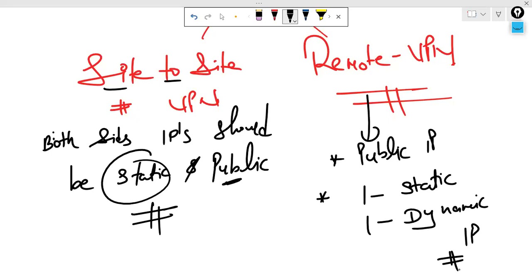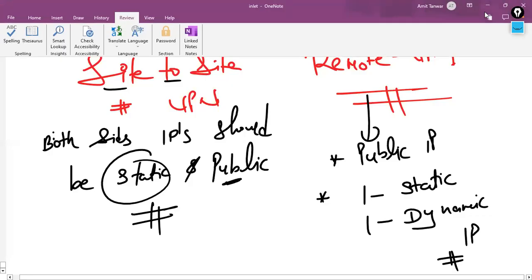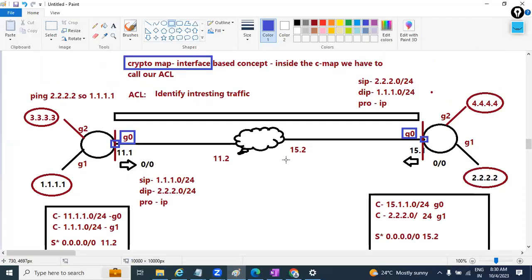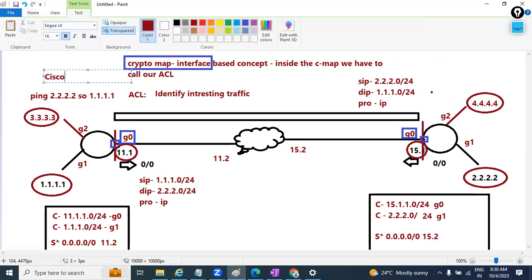All clear? So let's talk first about site-to-site VPN. Okay, so see, this is site-to-site VPN. Site-to-site VPN means this interface's IP and this IP are static. Let's consider this is your Cisco Bangalore office, and this is, let's consider, the Cisco Delhi office.